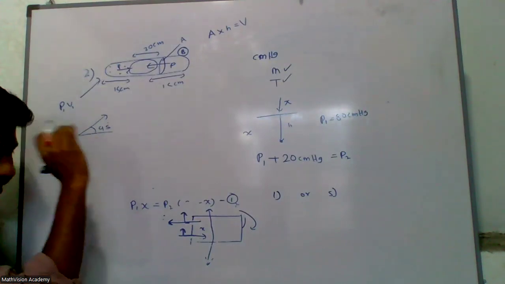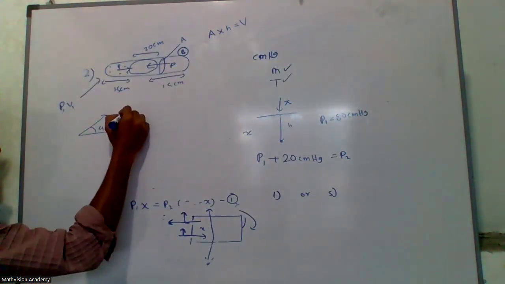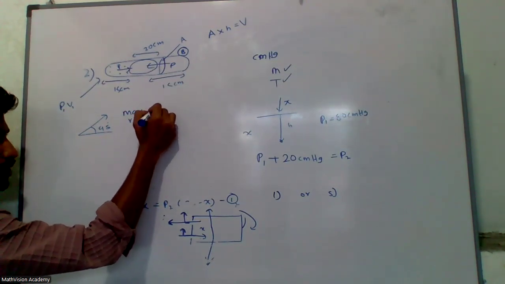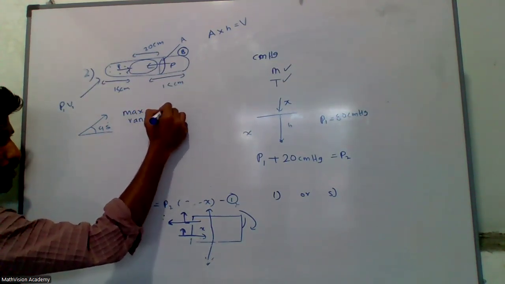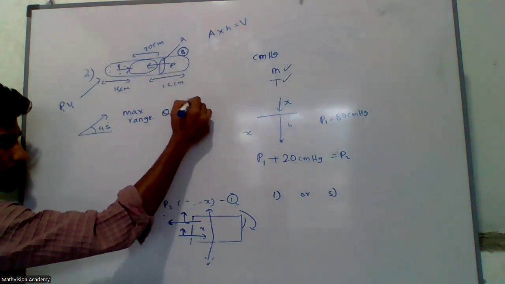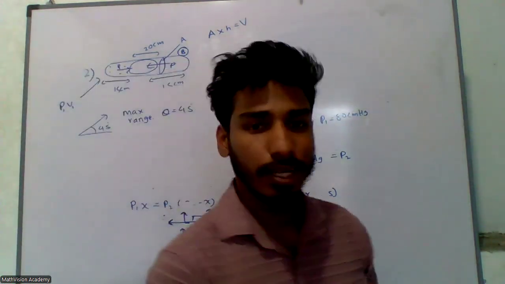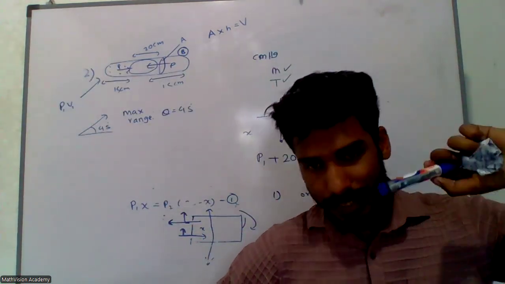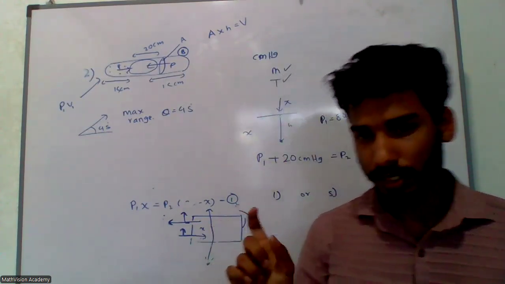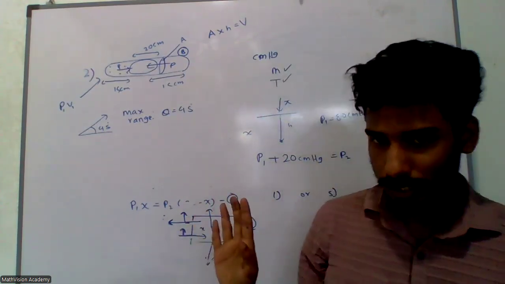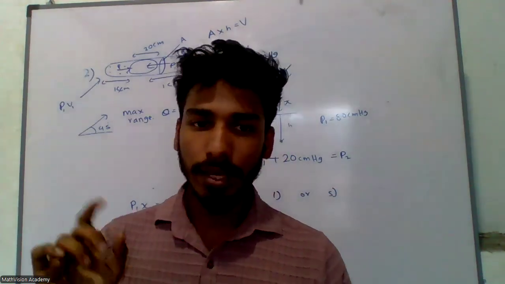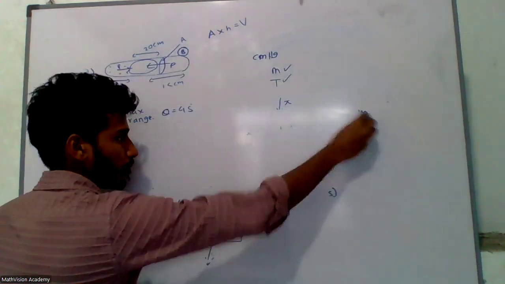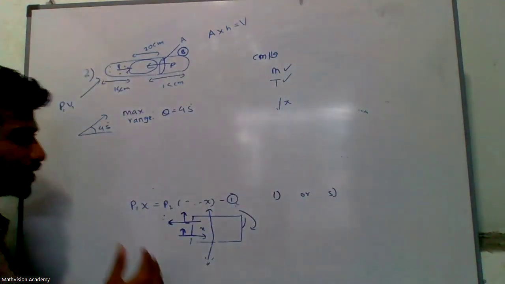When it comes to our mechanics division, I'll explain in detail. Maximum range, the angle is 45. But not in this question, okay? In this question, the story is different. The projectile has the same range. It's not the maximum, same range. Now, there's a condition behind it. I'll tell you the reason why. When it comes to the mechanics division, I'll say it in detail.